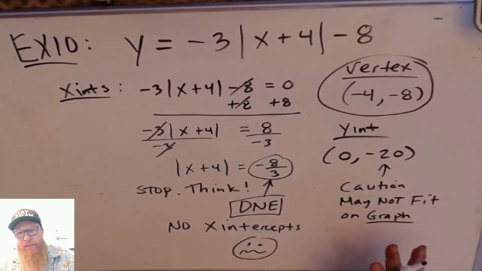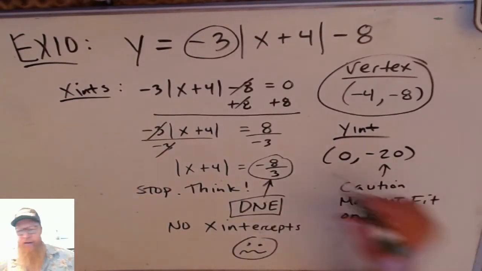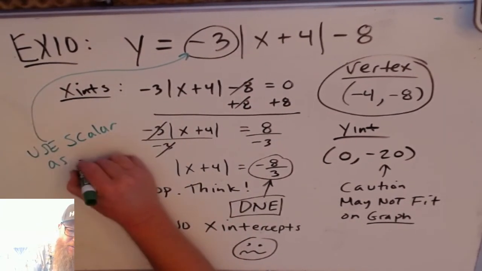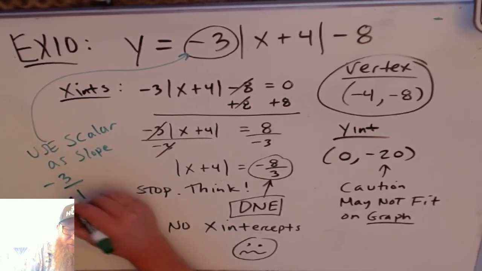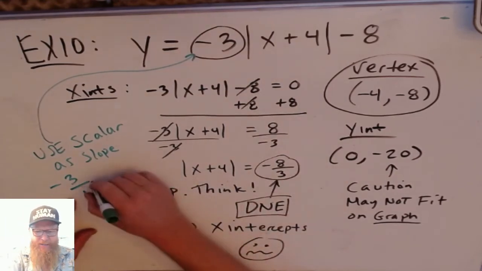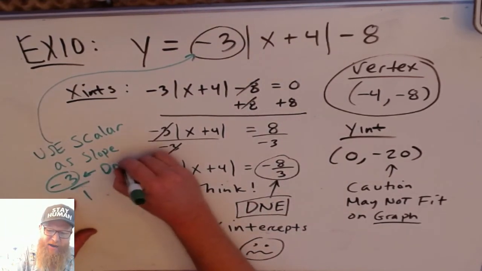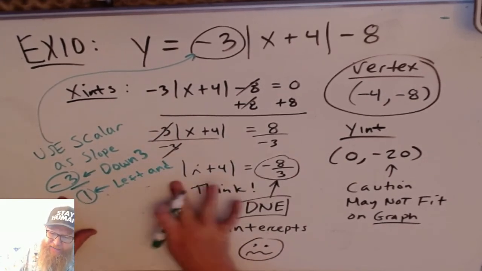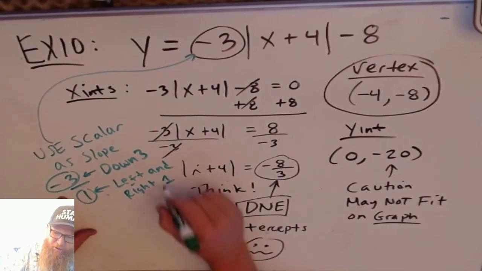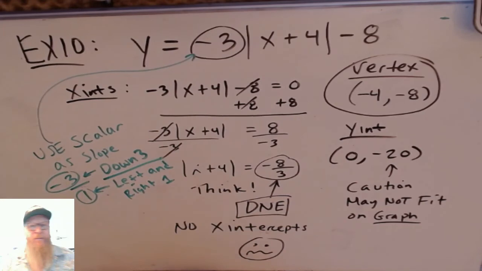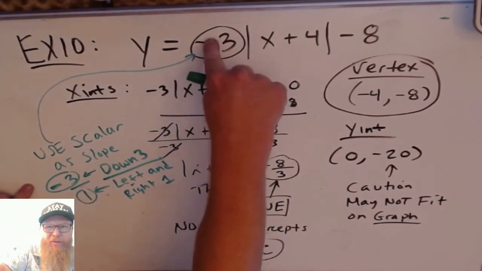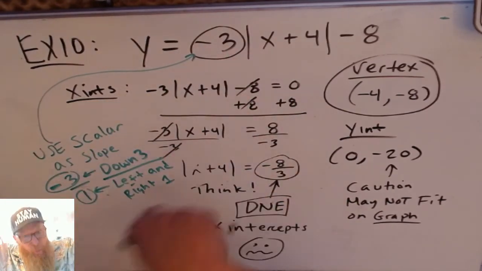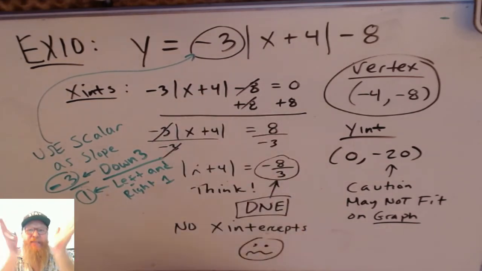If this happens, you need to use the slope, the scalar, as the slope. So negative 3 over 1. Remember, there's an invisible 1 underneath that. So you're going to go down 3, and then you're going to go both left and right 1 unit. All right. Put the negative with the 3. Don't put the negative with the 1. So if the scalar is negative, associate it as going down. If the scalar is positive, then think of it as going up.